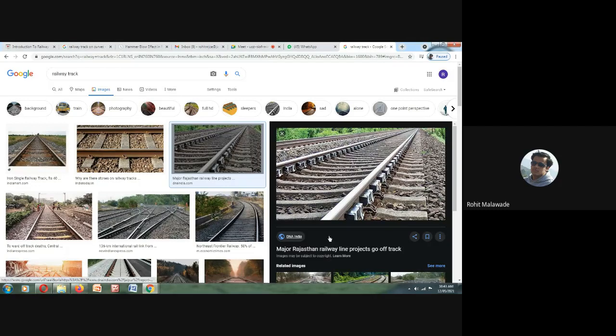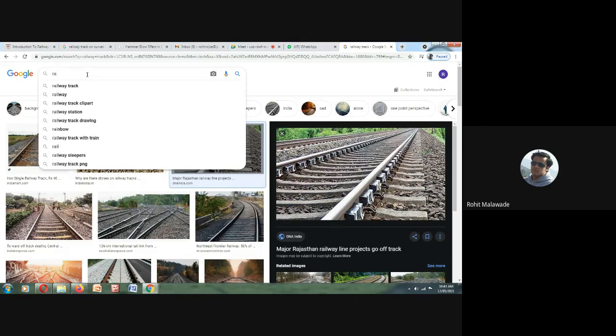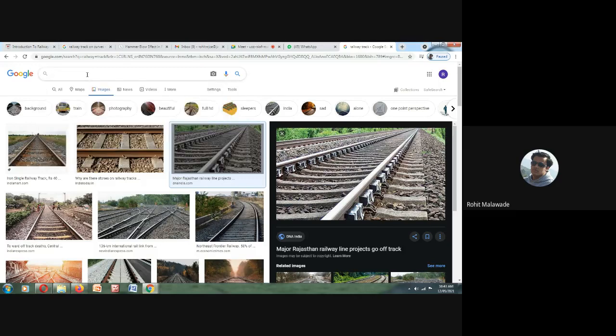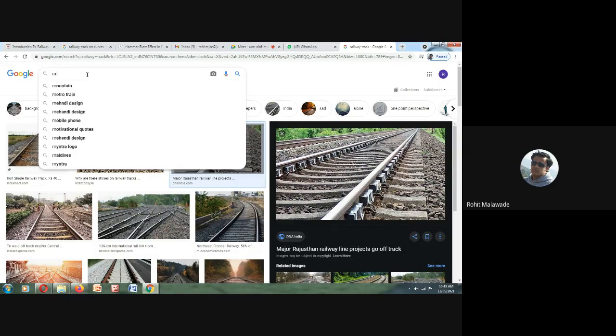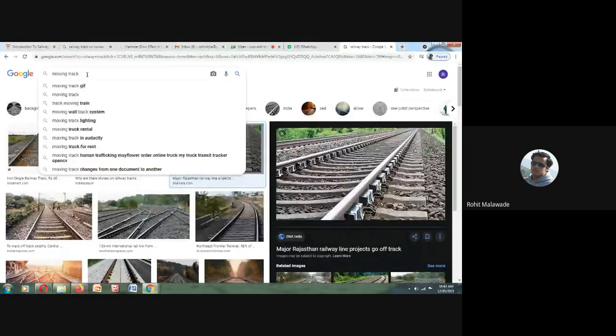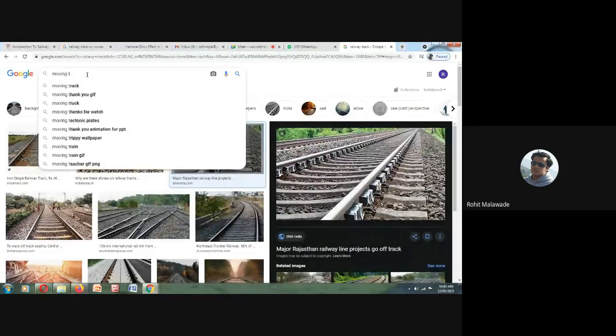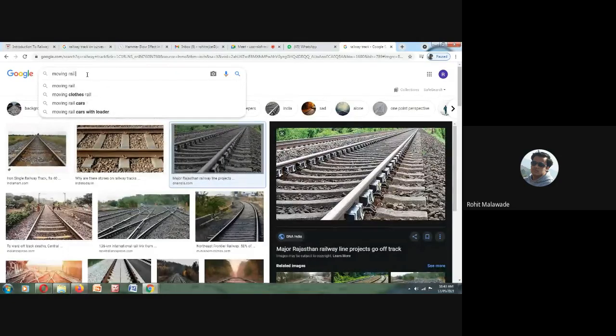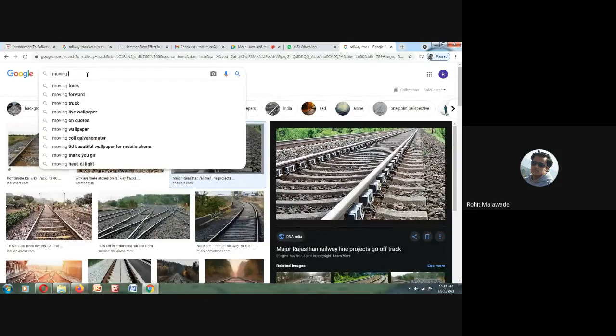Now in the wheel load we are going to have two types. One is the static load and one is the dynamic load. Now we will see how the dynamic load is going to affect the rail, with a moving train.